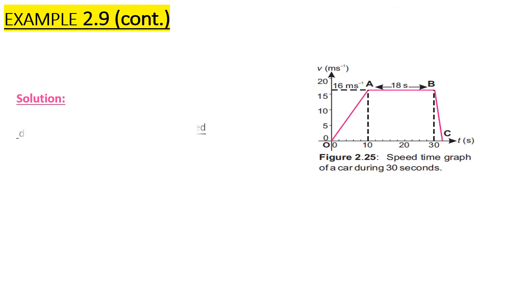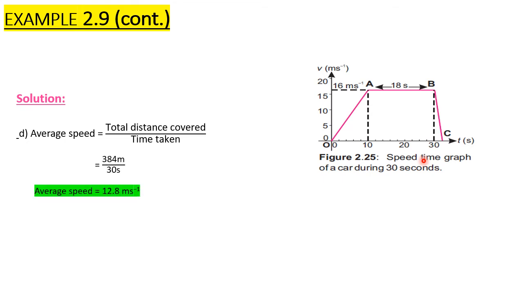In the last part we have to find out the average speed, and the average speed is total distance covered divided by time taken. As you know, the body has taken a total of 30 seconds, and previously we found the total distance covered by the body, that is 384. So 384 divided by 30 seconds gives us the average speed of 12.8 meter per second. So the body has an average speed of 12.8 meter per second throughout this journey.